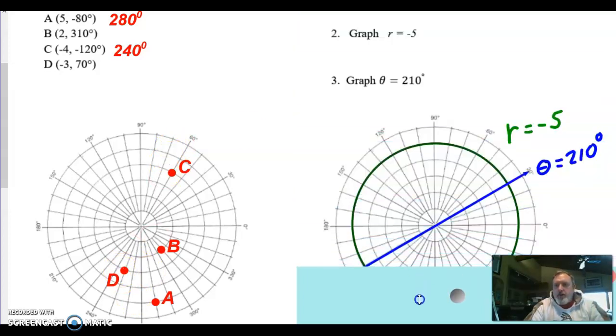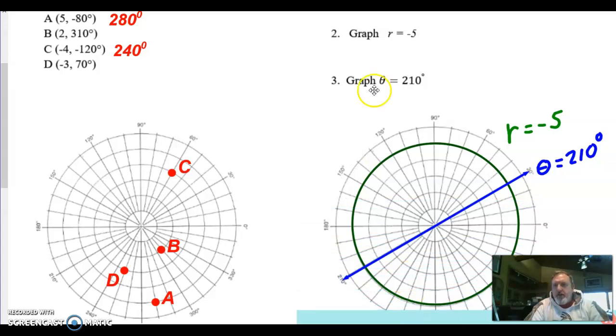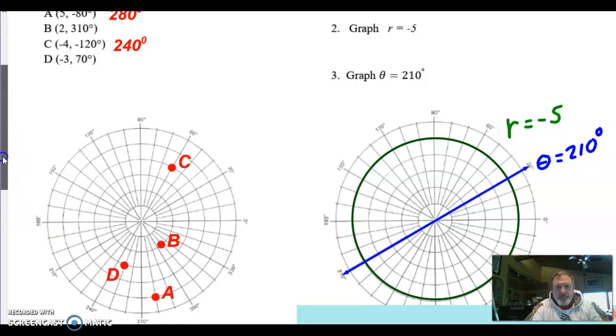Alright, for 2 and 3, we've got r equals negative 5. That's the same as r equals positive 5. That's a circle of radius 5. And then theta equals 210. Go to 210 degrees. Make sure you put that line all the way through your grid.